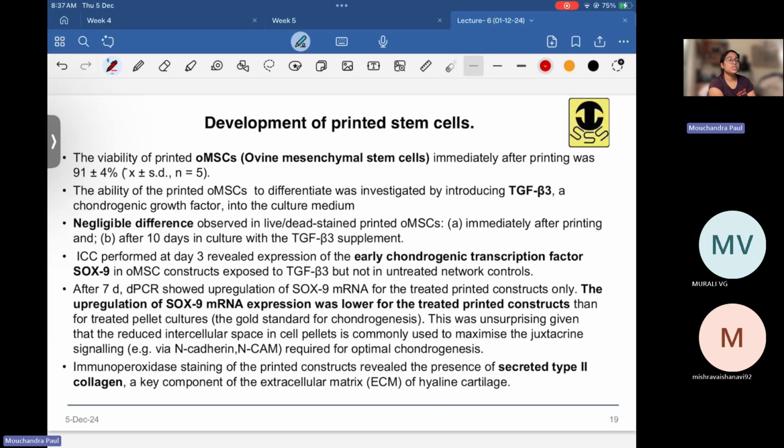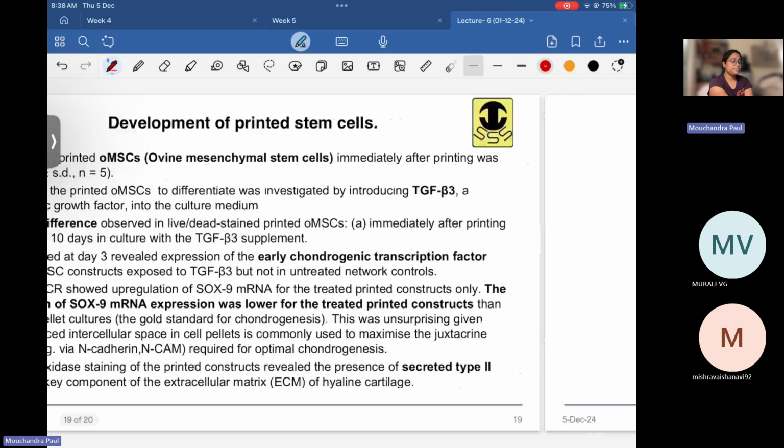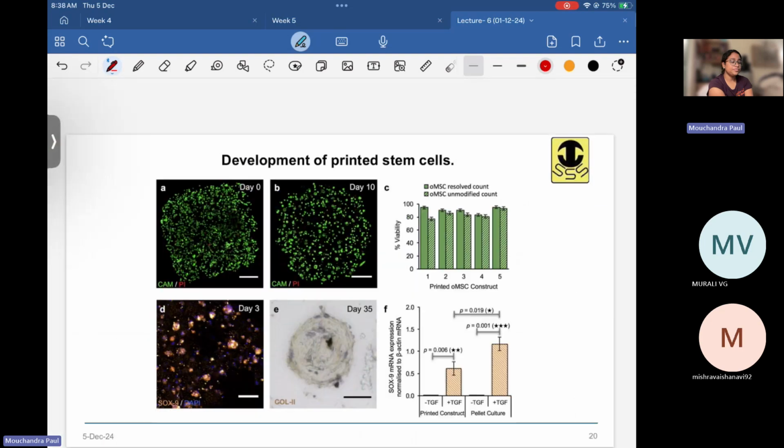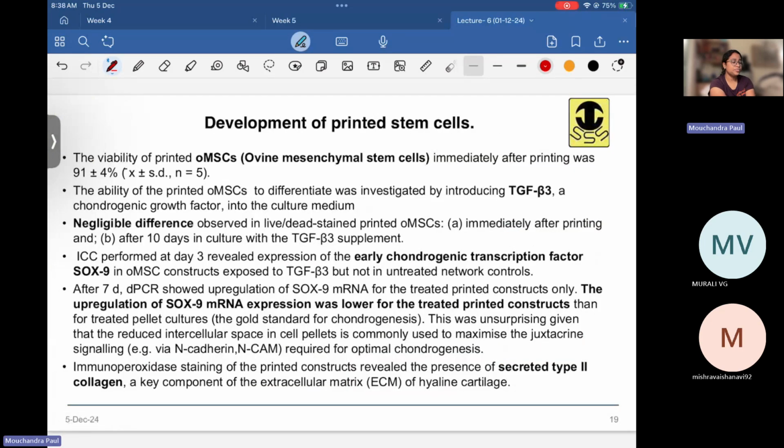Then to show how this technique can be used in more advanced ways, they also printed stem cells, ovine mesenchymal stem cells, and showed that these printed stem cells can be differentiated into chondrogenic lineage, and you can make cartilage-like tissue in vitro in the lab. The viability of these stem cells is close to 80 to 90%, like we saw previously. There is not much change in the viability.